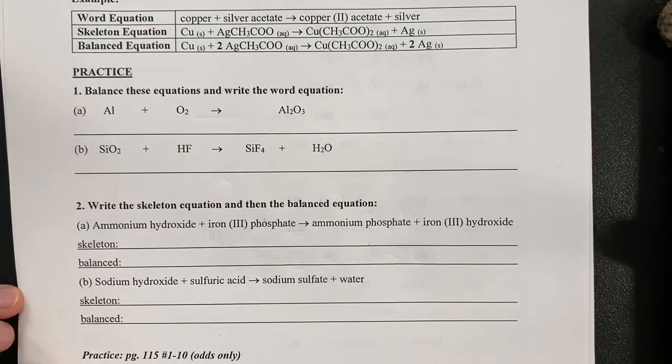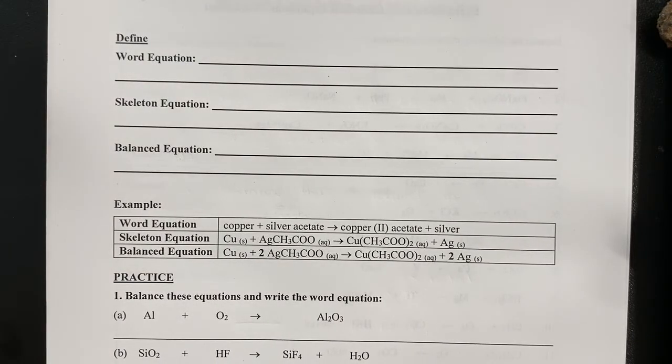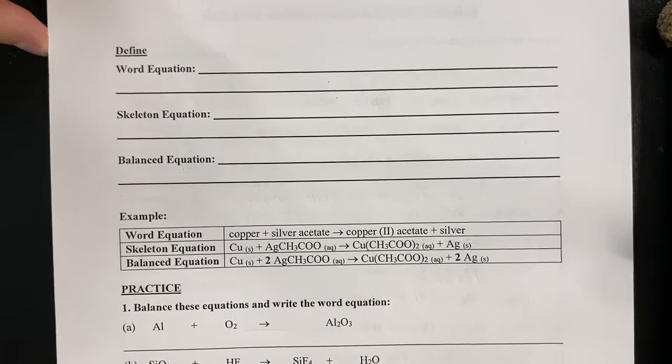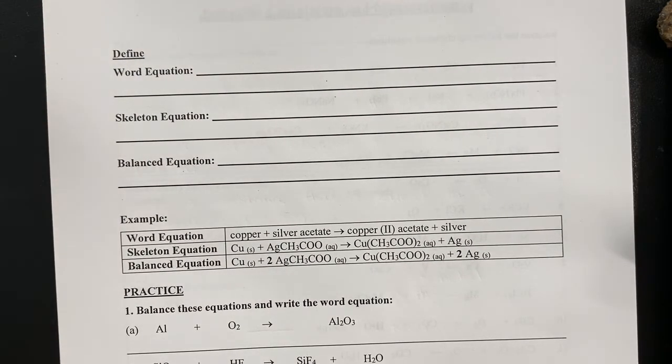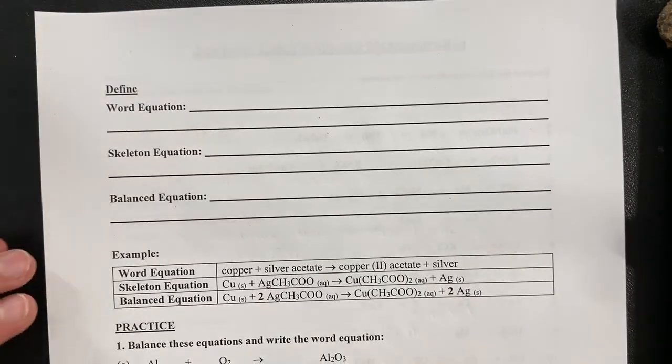Okay, moving on to our types of equations. We have 3 types of equations. We have word equations, which are what you would expect, so you're writing out the full name. Skeleton equations, which are formulas that are not balanced, and then balanced equations, which are formulas that are balanced. So we'll give a quick definition to each of these types.